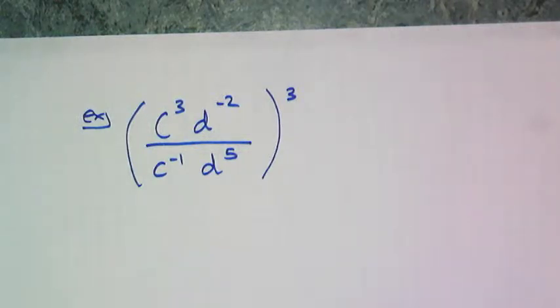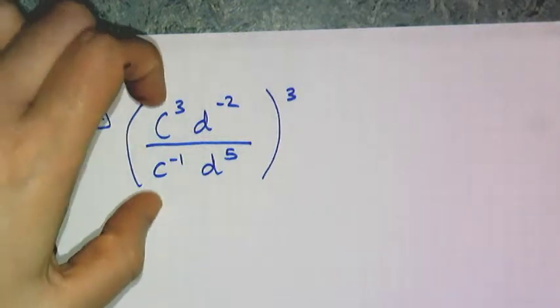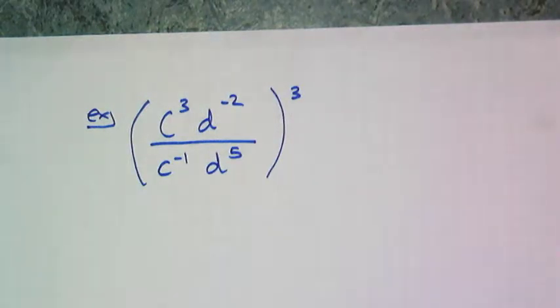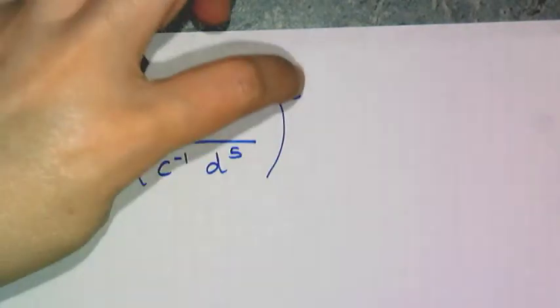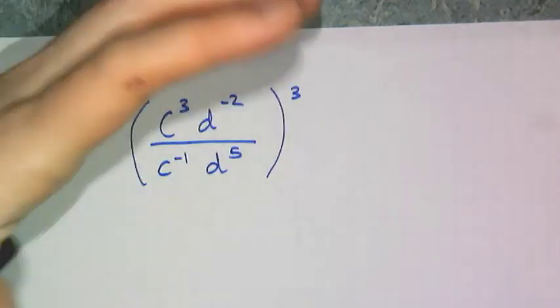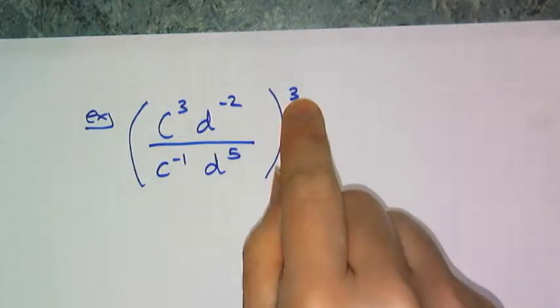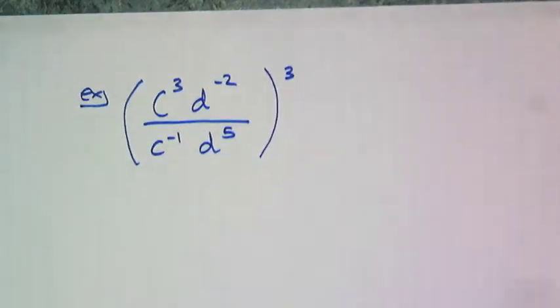If you want to, you can get rid of the negative exponents first. Or if you want to, you can deal with the C's and then the D's and then deal with the 3rd first. Or you can use the product and quotient rule to cube everything and then deal with the fraction. Now, I personally like to simplify fractions first before I go ahead and raise anything to any power. So I'm going to take care of this thing.